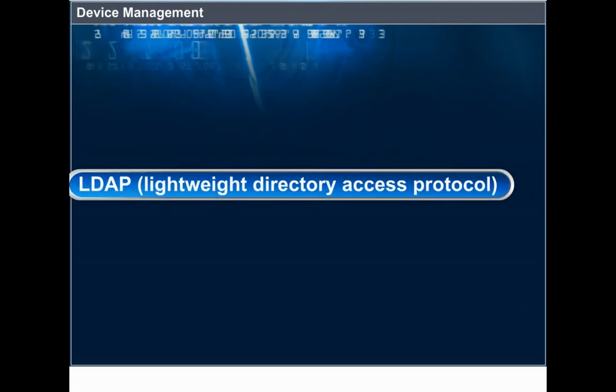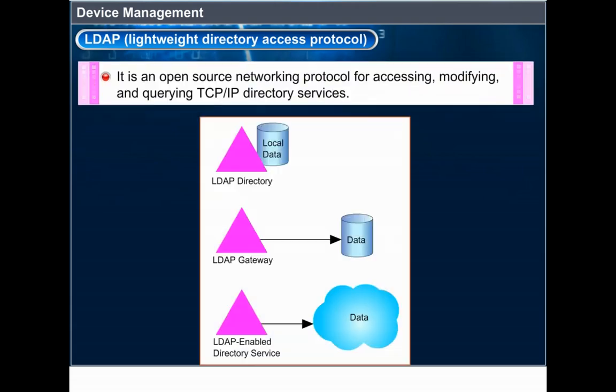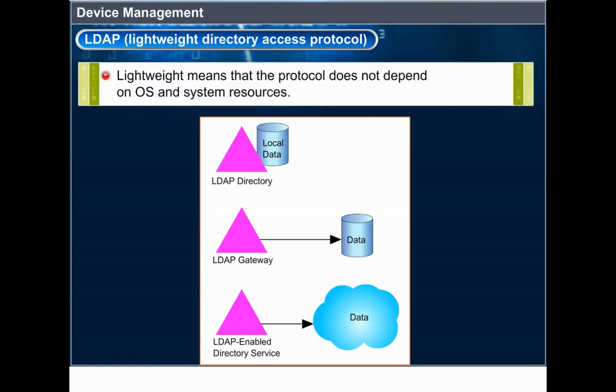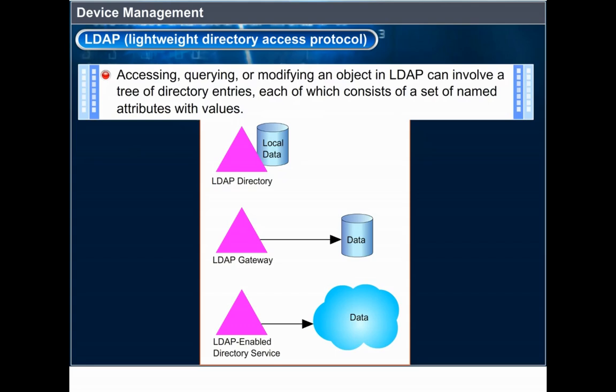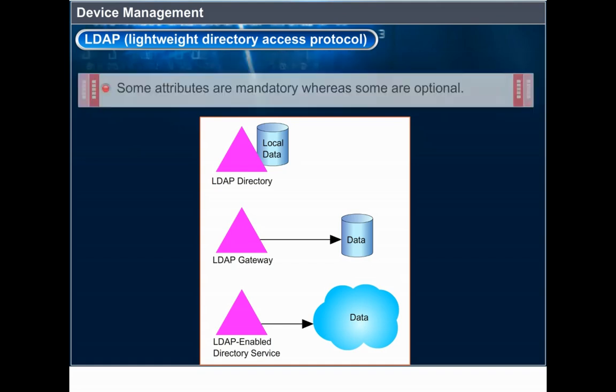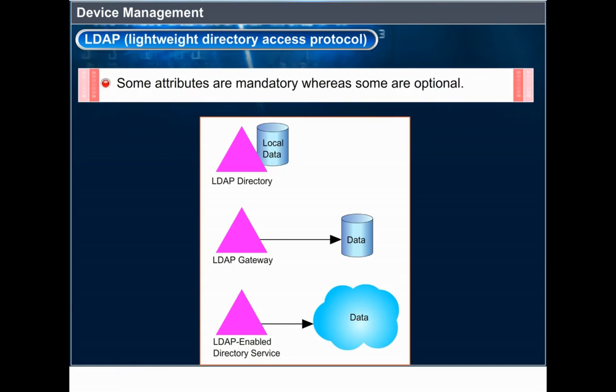LDAP, Lightweight Directory Access Protocol, is an open source networking protocol for accessing, modifying and querying TCP/IP directory services. Its current version is LDAPv3. Lightweight means that the protocol does not depend on OS and system resources. Accessing, querying or modifying an object in LDAP can involve a tree of directory entries, each of which consists of a set of named attributes with values. Some attributes are mandatory and some optional.